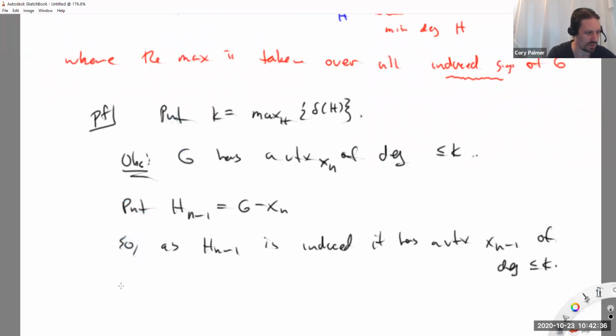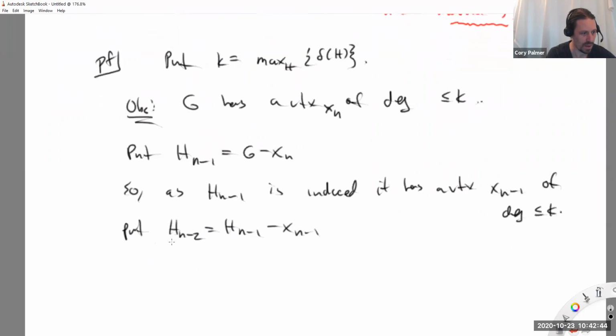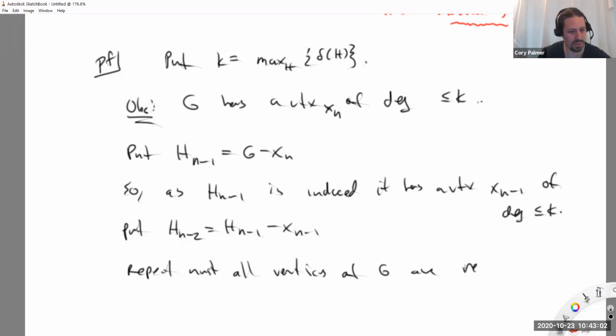Okay, and then I can do the same thing. So now put H sub N minus two equal to H sub N minus one minus X sub N minus one. H sub N minus two is an induced subgraph, so it has a vertex of degree at most K. So pluck that off. Okay, so repeatedly do this, until all vertices of G are removed.